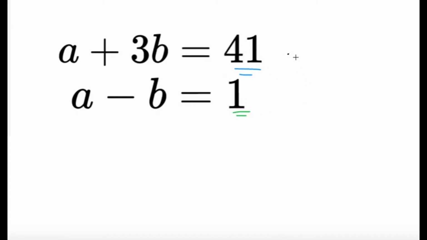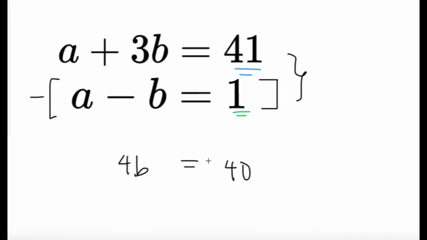So all we have now is a system of equations in two variables. You can use any method you like. Let's just do the method where we subtract the second equation from the first equation, since we know that the a's will cancel. So subtracting the second equation from the first, we're going to get 4b. So 3b minus negative b is 3b plus b. That's 4b, equal to 41 minus 1, that's equal to 40. So from here, we can get that b would be equal to 10. So b equals 10.